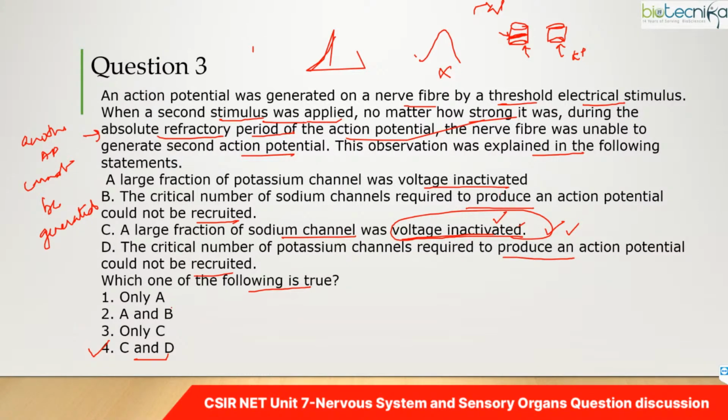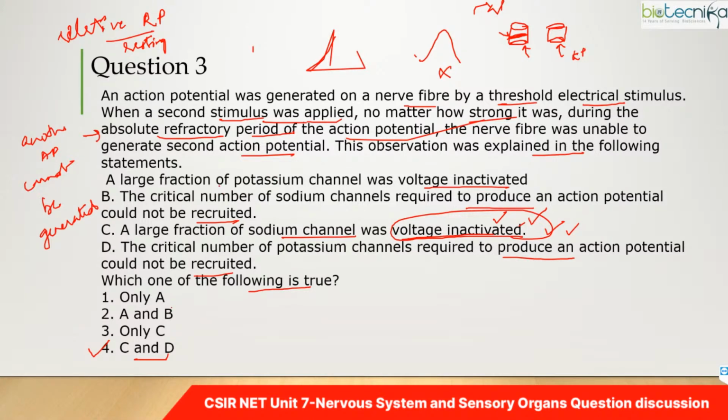To generate another action potential, after the absolute refractory period, you have a relative refractory period. To go to that relative refractory period, the sodium channels have to go back to their resting state. Otherwise, they are still in the inactivated state. That is why C is correct over here.